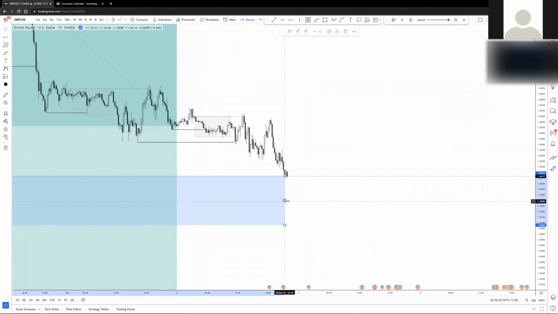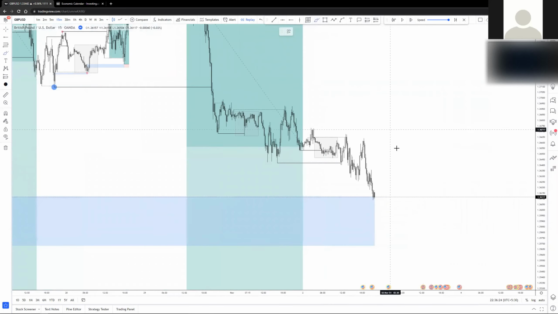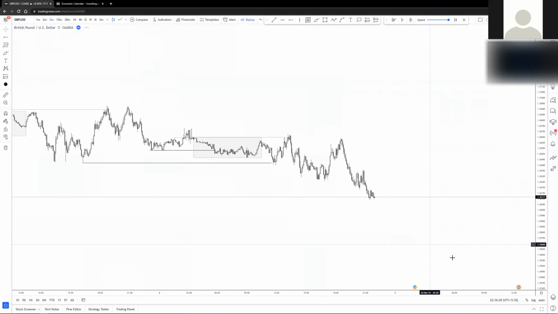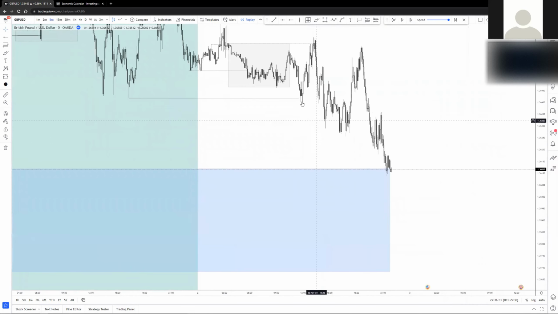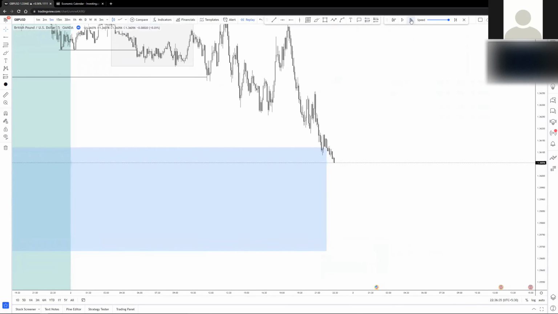Here we are inside of a point of interest. Now, what do you want to see? That's your confirmation. So let's wait for a strong low, a strong low getting created inside of the higher time frame point of interest. So let's wait and see.